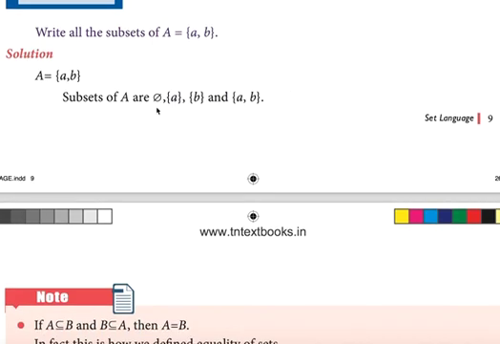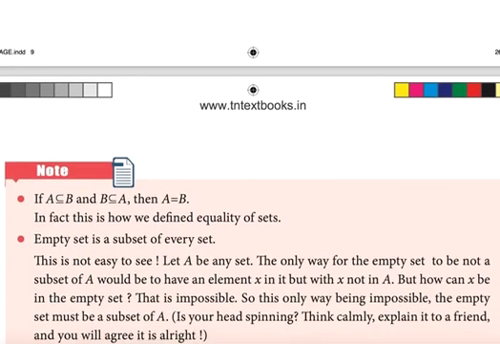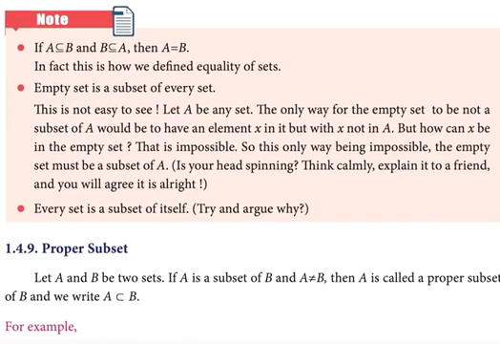Phi is a subset of every set. Okay, A like this, B like this, and AB. These four are the subsets of A equal to {a, b}. Note, if A is a subset of B and B is a subset of A, then A equals B. That's pretty simple. In fact, this is how we define equality of sets.